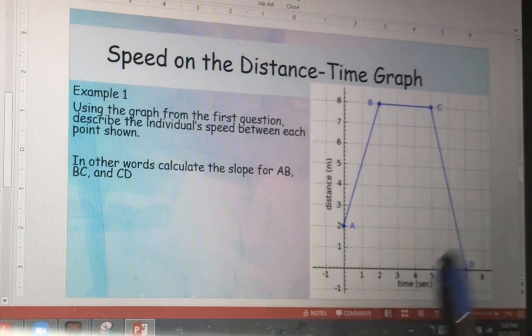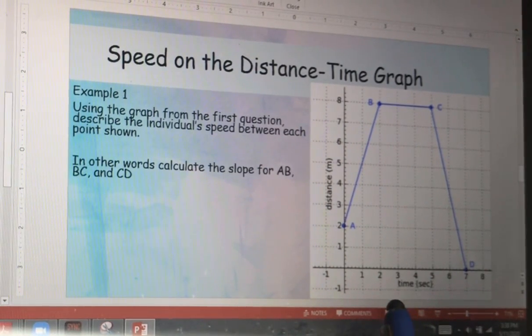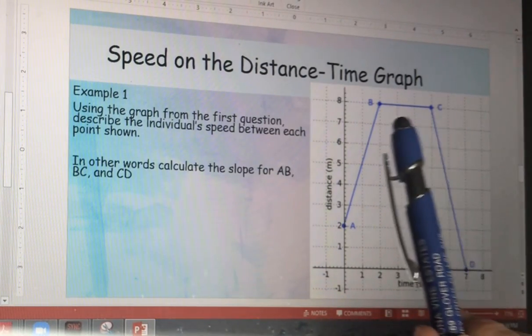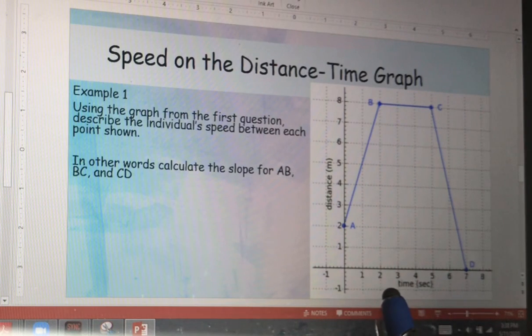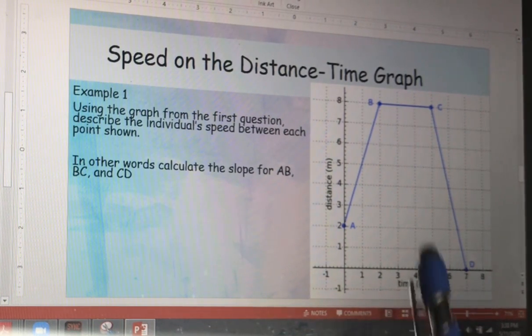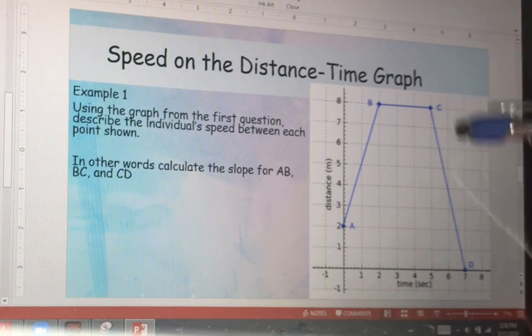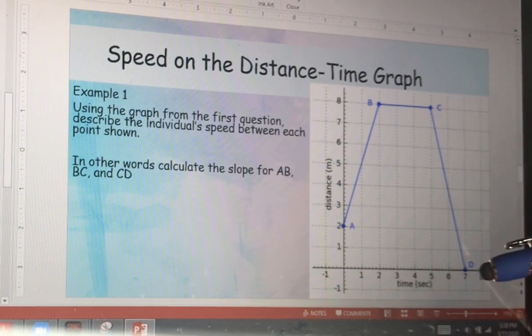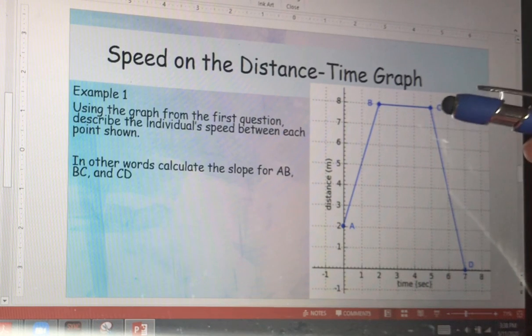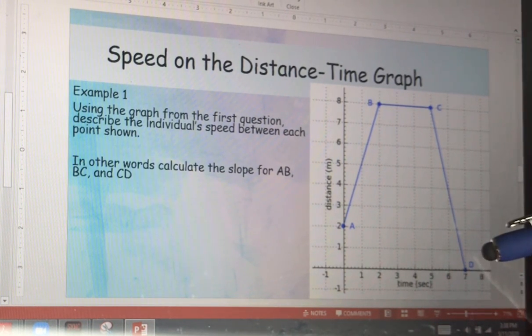And at B, we are 8 meters away from the wall, and this happens after 2 seconds. B to C lasts 3 seconds, and we are at a constant distance from the wall. We are 8 meters from the wall, which means we are not moving. And then from C to D, we're going back towards the wall and end off at 7 seconds being at the wall. And C to D takes 1 second.